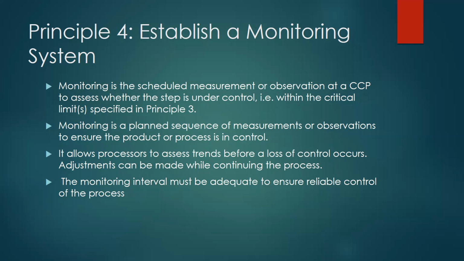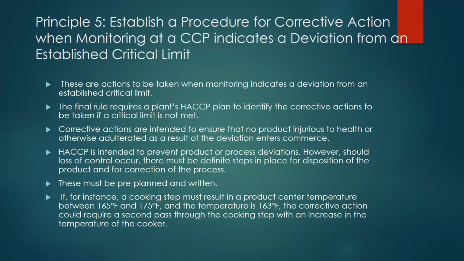Okay, next, monitoring is a planned sequence of measurements or observations in order to ensure that the product or process is within control, as said in the statement above. It allows processors to assess trends before a loss of control occurs. Adjustments can be made while continuing the process. So this principle allows the processors to assess the trends before a particular loss occurs, and adjustments could be made while the process is continuing in order to prevent the loss. The monitoring interval must be adequate to ensure reliable control of the process.